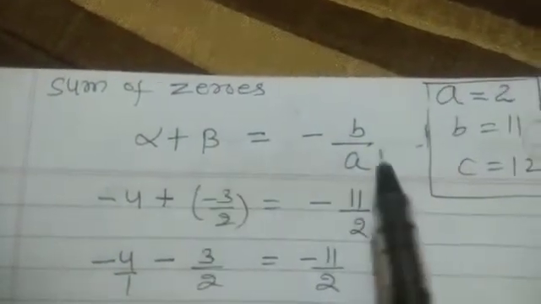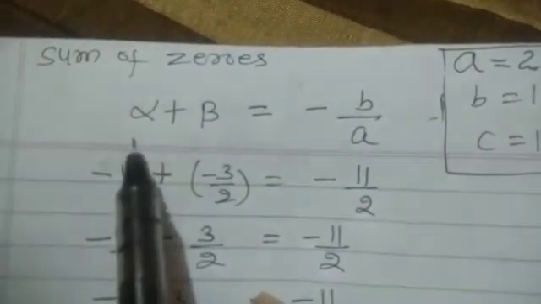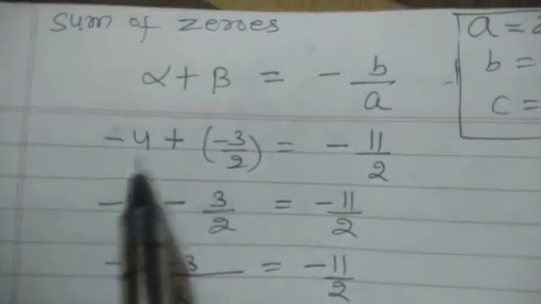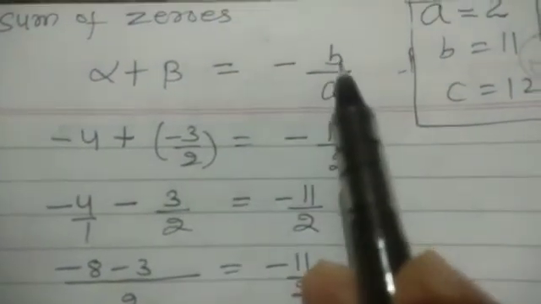Now sum of zeros, alpha plus beta, is minus b upon a. Now we will verify this. What is alpha? Alpha is minus 4, we have calculated. What is beta? Beta is minus 3 by 2. This is equal to minus b upon a.